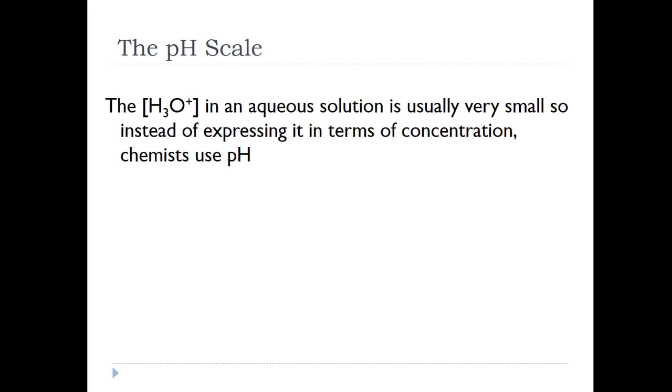Well, when we're dealing with acids and bases and we're trying to quantify the acidity or basicity of something, we typically use the pH scale. And since oftentimes our hydronium ion concentration is a very small amount, the pH scale is easier to use than, like in this past example, 1.0 times 10 to the negative 7th, which is a very small value.